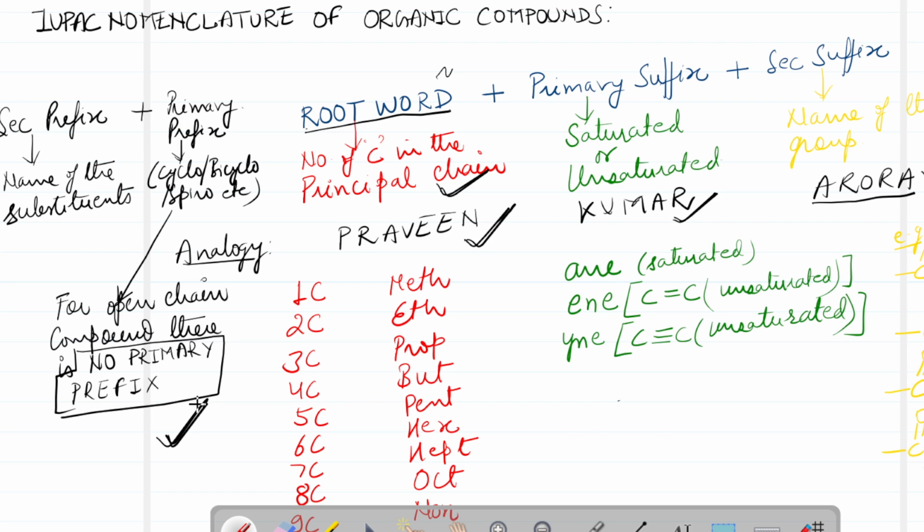Then, before primary prefix, there is secondary prefix. Secondary prefix tells you about the name of the substituents. Actually, when we select a principal chain, whatever part of the organic compound is not part of the principal chain would be taken as substituents, right?